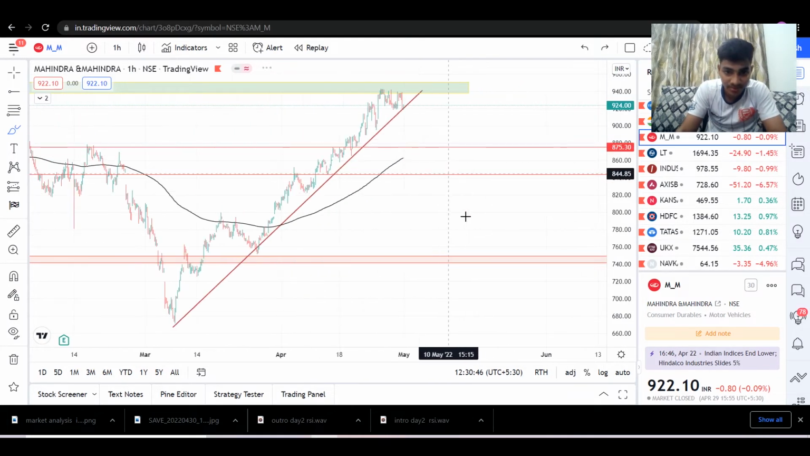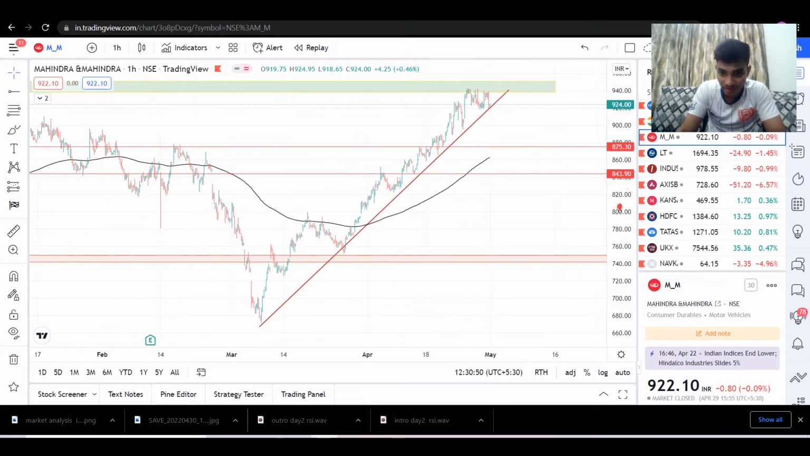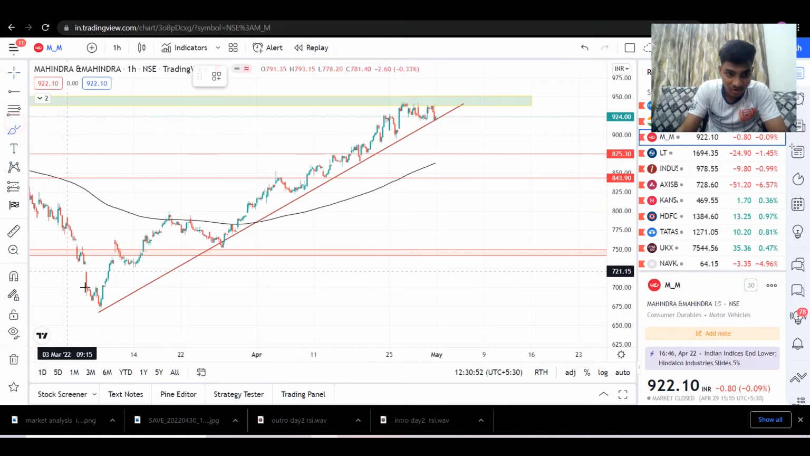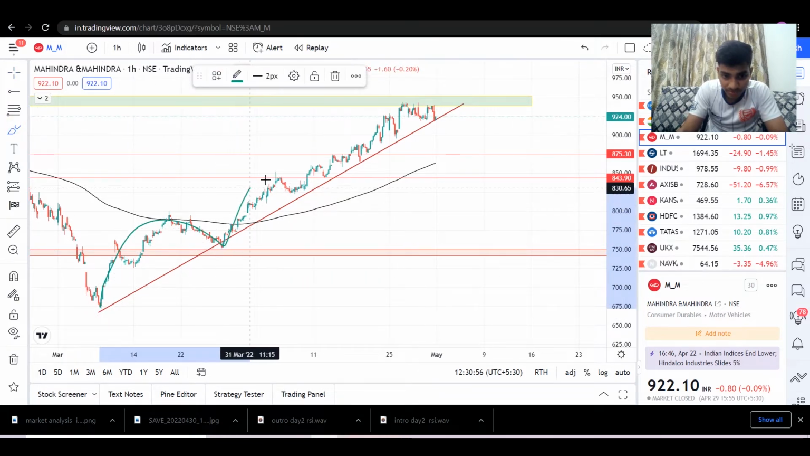and if you look at Mahindra and Mahindra in a smaller time frame, that is the 1 hour time frame, you can see that Mahindra and Mahindra is beautifully going in an uptrend. Okay, and it is taking support of this trend line. So basically this is the trend line which it is taking the support.